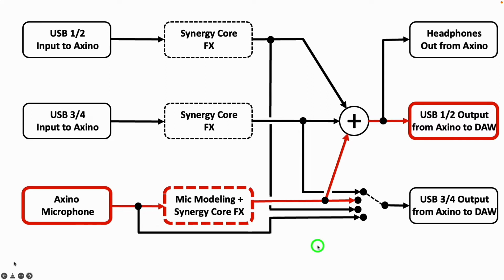Now, you also have the option of, well, first of all, you can always bypass, in all cases, these effects here. But you can also define a special path here, which goes directly to the other stereo bus that we call the USB 3.4, again, from Axino to DAW. So these are the two ways that I will show you in Cubase. So just remember, you know, how it looks like.